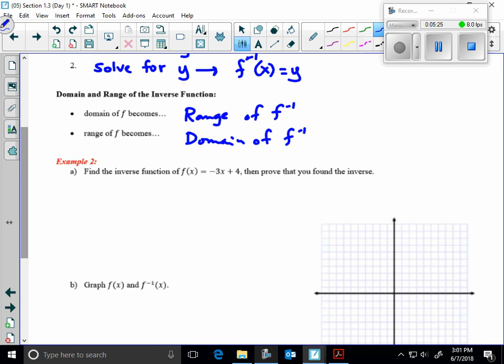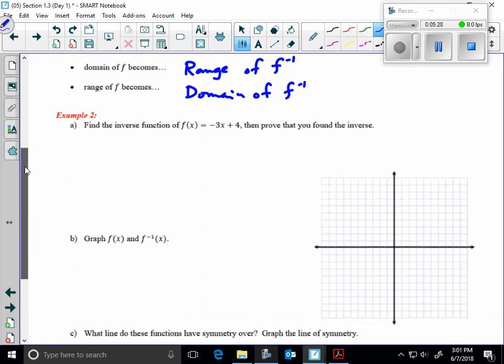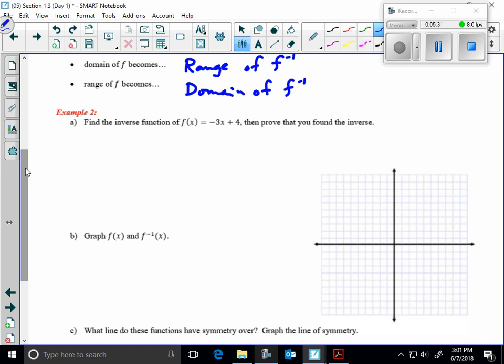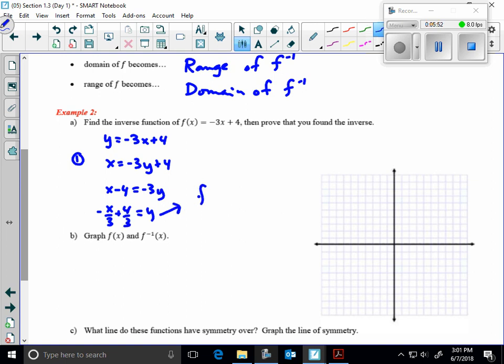Find the inverse function of this, f of x equals negative 3x plus 4. Okay, so step one. Right, I'm going to write it in this form. So step number one, I'm going to switch x and y. I'm going to solve for y. And it looks like y equals negative x over 3 plus 4/3. Therefore, my inverse is that, negative x over 3 plus 4/3.